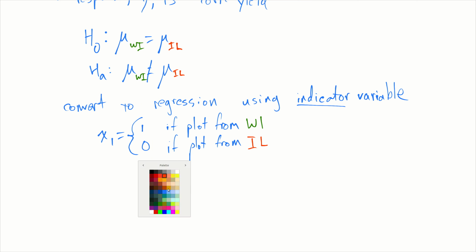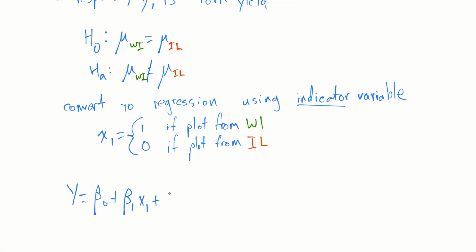Alright, so now let's form our regression. So the regression is y equals beta naught plus beta 1 x1 plus epsilon, where epsilon follows a normal distribution with mean 0 and variance sigma squared sub epsilon. So the expectation of this epsilon is 0, right?